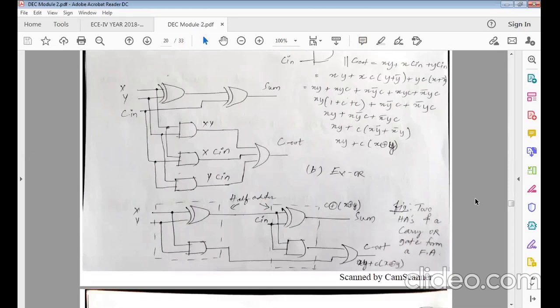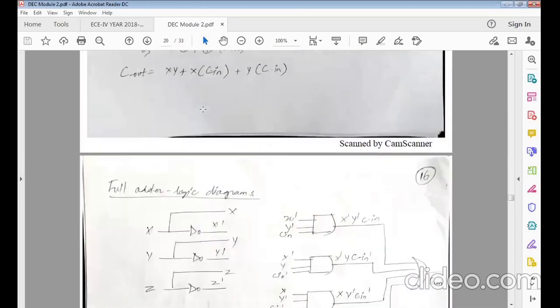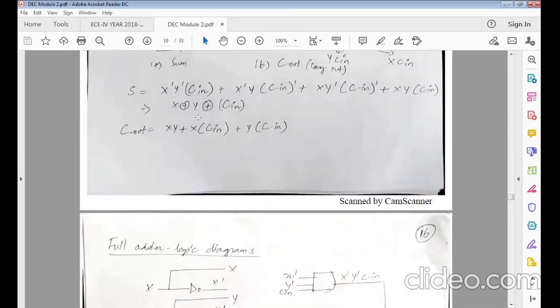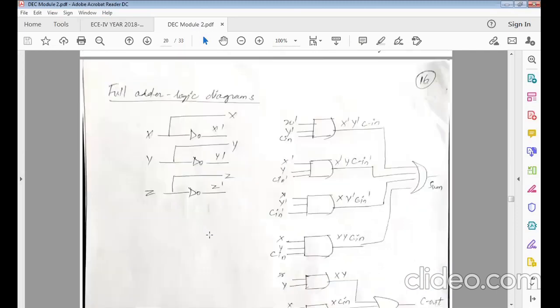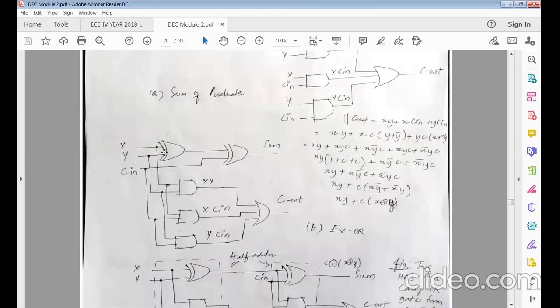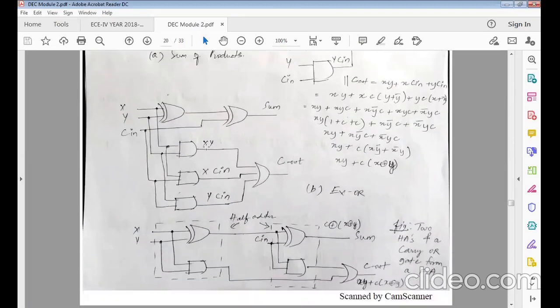Using an XOR gate, if you see your sum equation here, x is XORed with y and XORed with c in, right? So using XOR gates it's going to be very simple: x is XORed with y, and that is again XORed with c in, so I get the sum. For my c out, I will use the help of AND gates: xy, xc, yc. Then I get my c out, right?